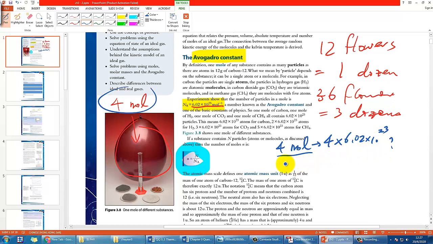Or let's say I now have 10 million particles inside the balloon, and I ask you how many moles are inside. Then what you want to do is take 10 million and divide by 6.02 times 10 to the power 23, and in that case you get how many moles there are.